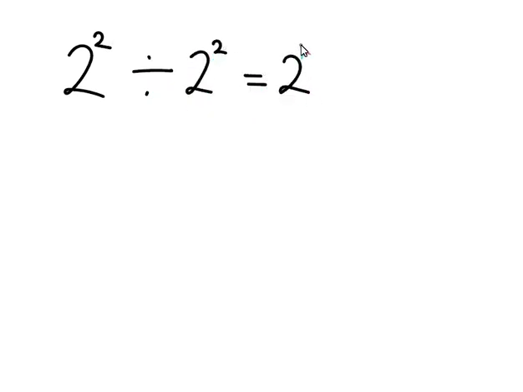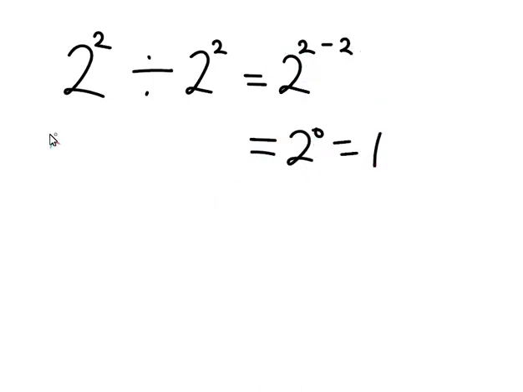When I say 2 raised to the power of 2 divided by 2 raised to the power of 2, it is the same thing as saying 2 raised to the power of 2 minus 2, right? And that gives us 2 raised to the power of 0, which is equal to 1.